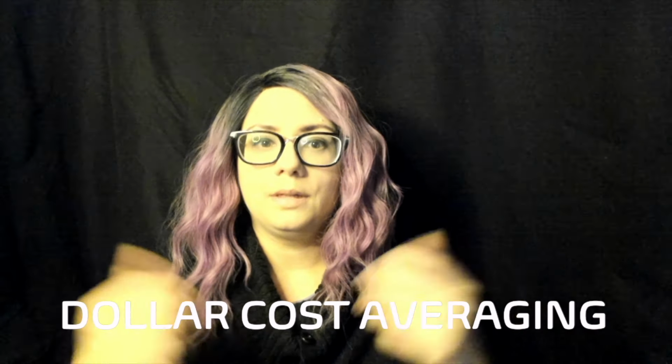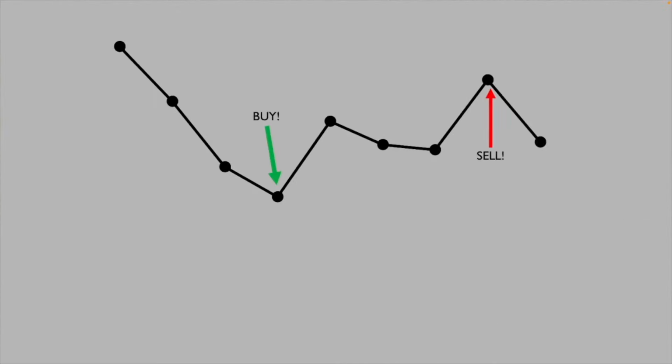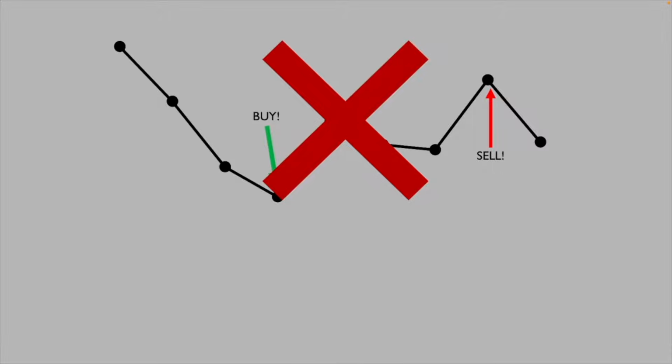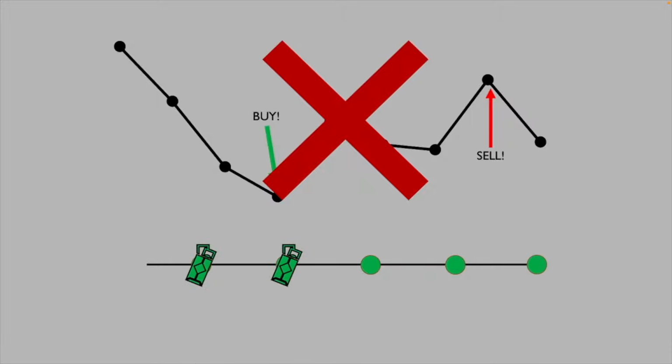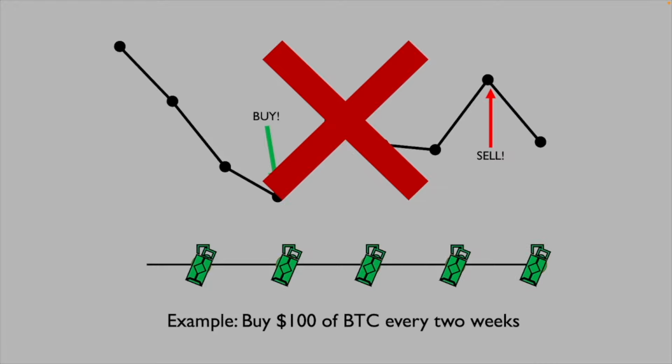Even if you're new to the game, at some point you've probably heard of DCA, or dollar cost averaging. Basically, it works like this. First, pick an asset that you believe in the long term will go up in value. Then, instead of trying to time the market and buy low and sell high, you're going to instead decide on a regular interval, and you're going to invest the same amount of money each interval. For example, you'd buy $100 worth of BTC every 2 weeks when you get paid.